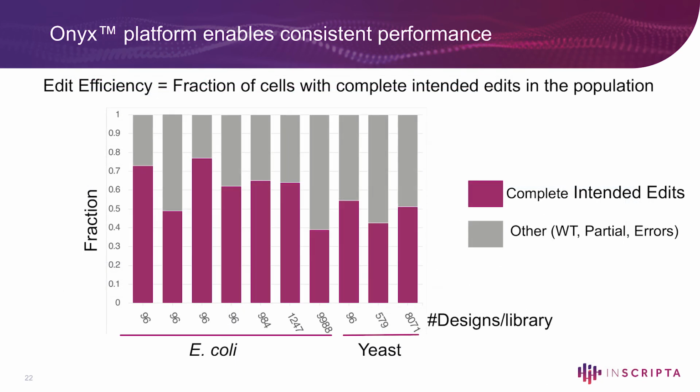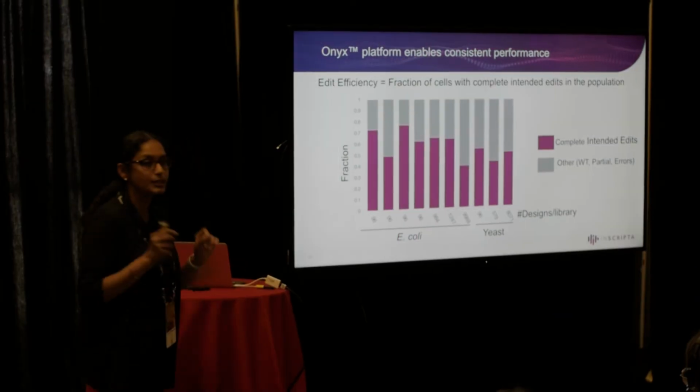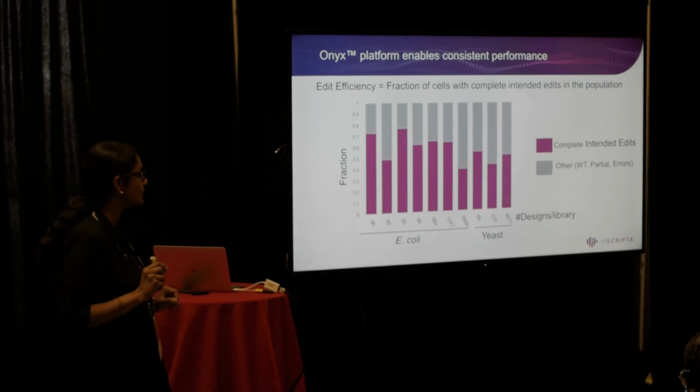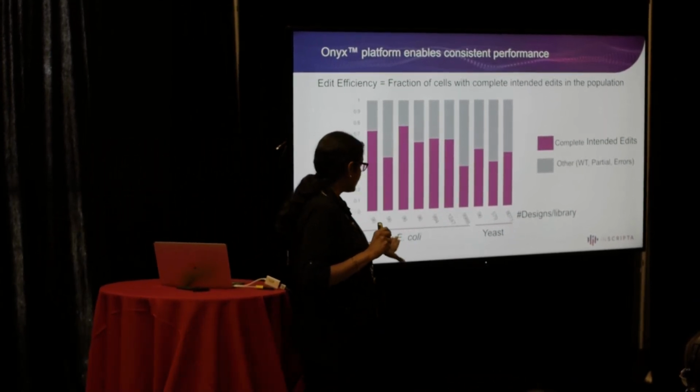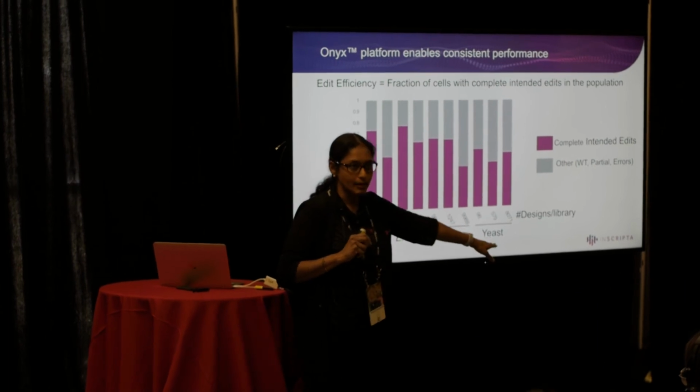I've been talking a lot about edit efficiency and edit performance. So how does the platform really perform here? How does the Onyx platform perform? What you see here is a graph of edit efficiency, which is defined here as the fraction of cells with complete intended edits in the population. The x-axis shows you E. coli libraries and yeast libraries.